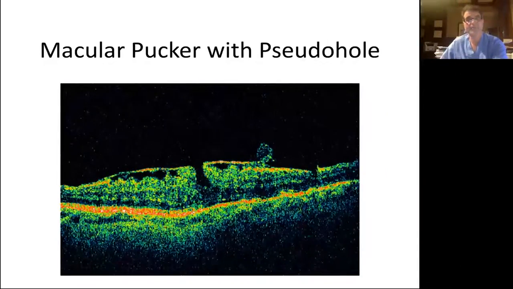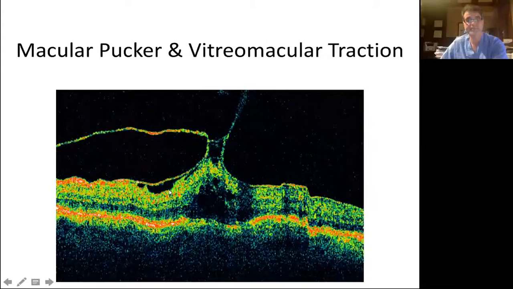Here's a more severe case of macular pucker with a pseudohole, and there's quite severe distortion of the fovea as well as thickening. Another variation is macular pucker with severe vitreomacular traction. So once again, we can see the posterior hyaloid attaching to the macular pucker and causing very severe anterior posterior traction with great distortion of the fovea. This patient would have very poor vision.